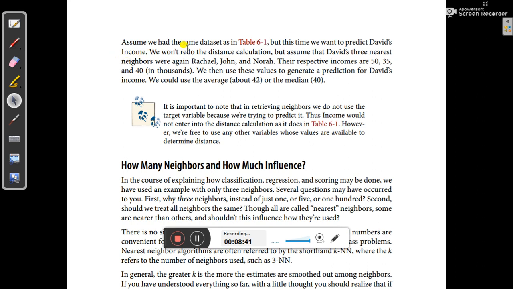Assume we had the same data set, table 6.1, but this time we want to predict David's income. We won't redo the distance calculation, but assume that David's 3 nearest neighbors were again Rachel, John, and Nora, and their respective incomes are 50, 30, 40. Then we can use these values to generate a prediction of David's income. We could use the average of about 42 or the median 40. So that is also a regression technique.